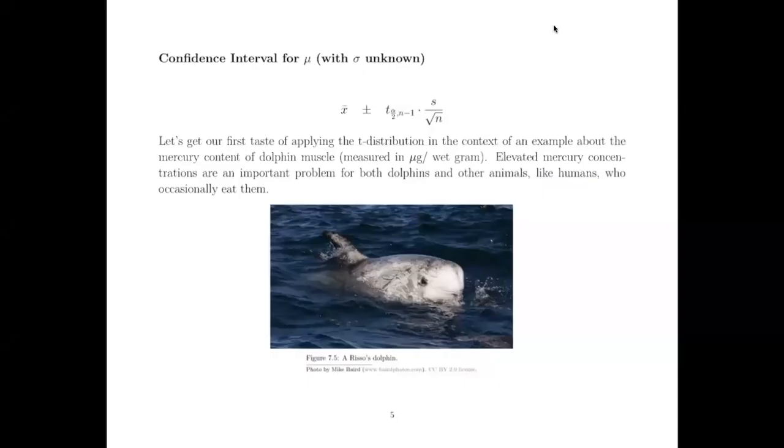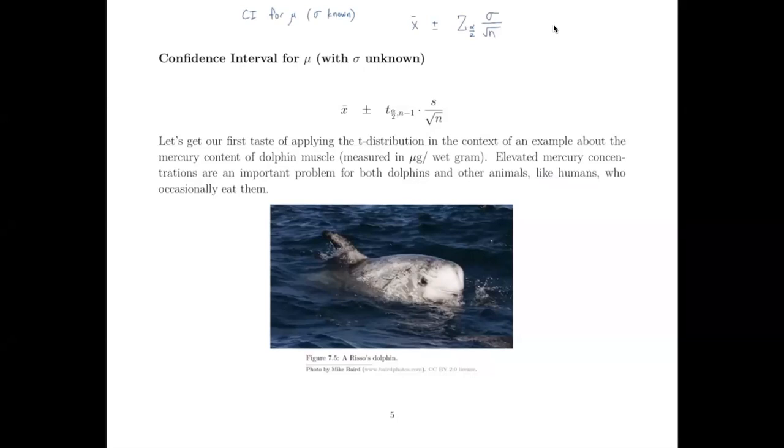So maybe now would be a good time to remind you of our confidence interval for mu when sigma was known. Remember, confidence intervals are usually the estimate, so in this case, it was x bar plus or minus the critical value. The critical value followed a standard normal distribution, and my estimated standard error was sigma over the square root of n, right? That was the confidence interval we were using before.